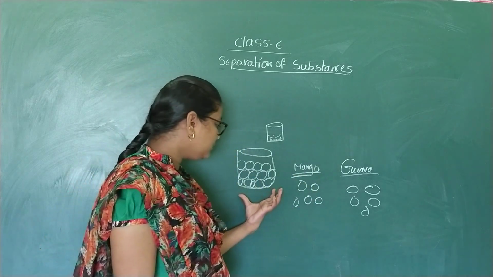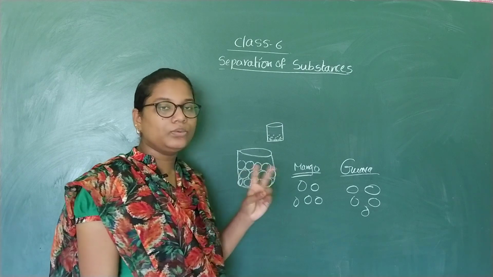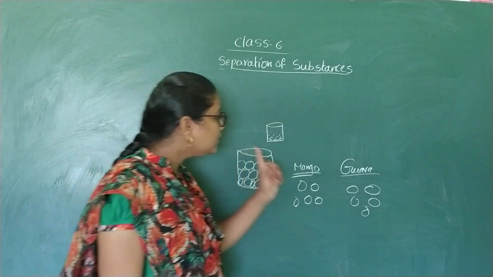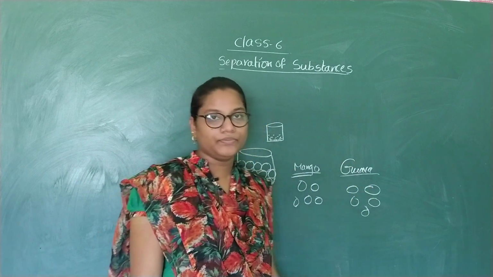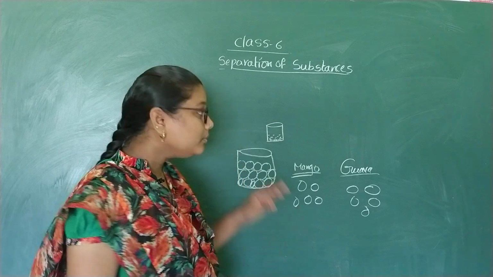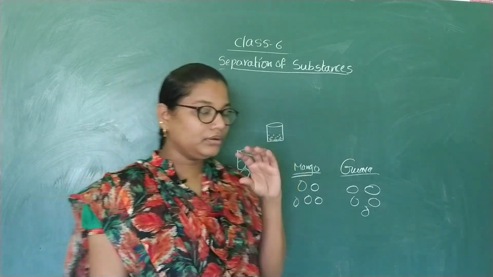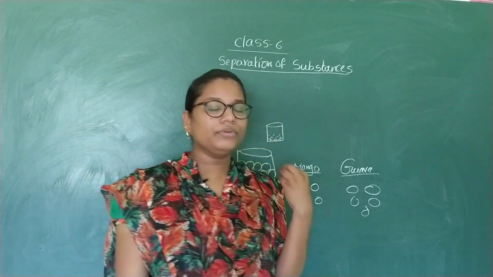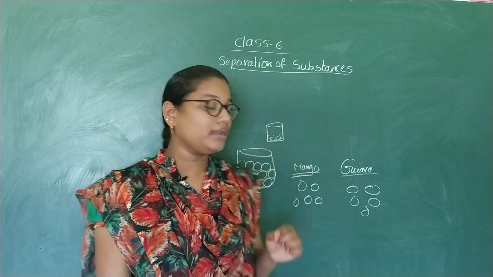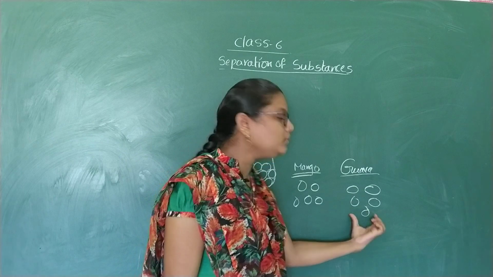Like that, we will take one basket. It contains guavas and mangoes. I will give a task to you. What's the task? Please separate mangoes and guavas. You will separate mangoes here and guavas here. Am I right? For example, we will take some mixture or some substance. It is smaller than the size of mangoes and guavas.